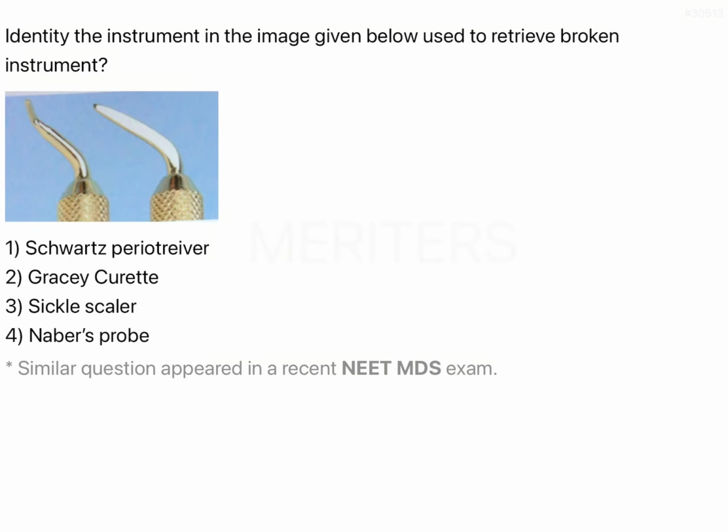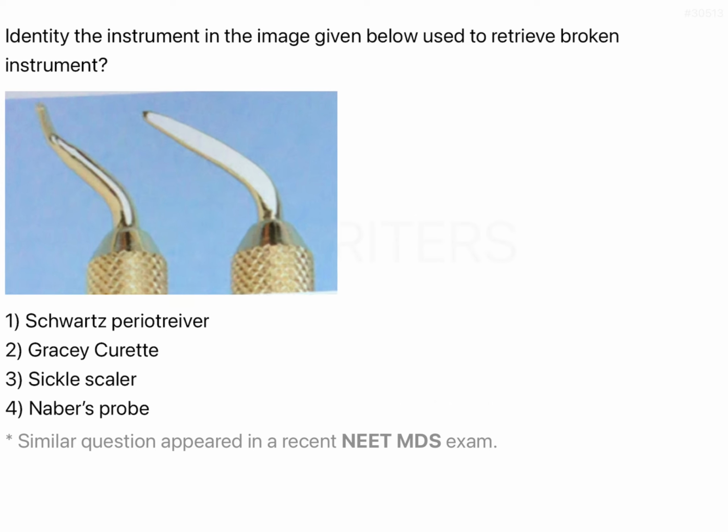The question is, identify the image given below used to retrieve broken instruments. Okay, so they have already given you the hint that the instrument in the image is used to retrieve fragments or instruments that are broken. So usually there are two sets of instruments that can be broken.